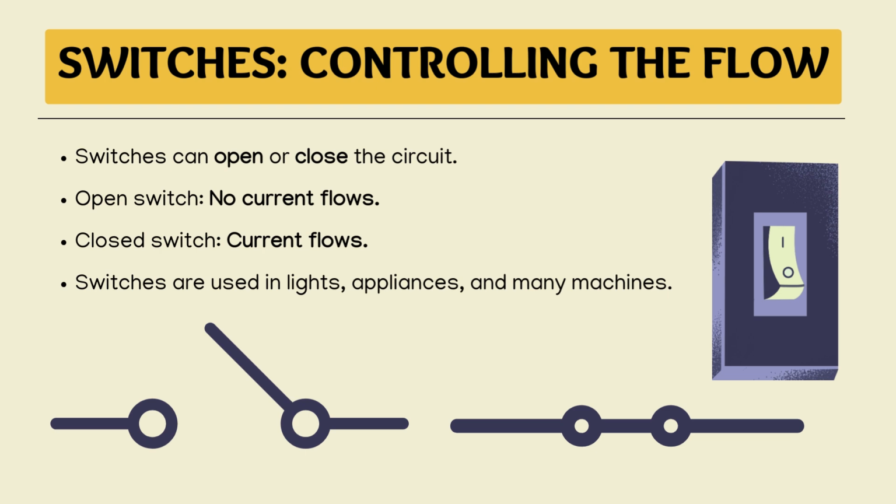A switch gives us control. So think about a light switch at home, as I said. When the switch is off or open, the electricity cannot move. When the switch is on, so basically the circuit is closed, the electricity can flow. We can use switches in many devices to turn them on or off. They are important for safety and saving energy.